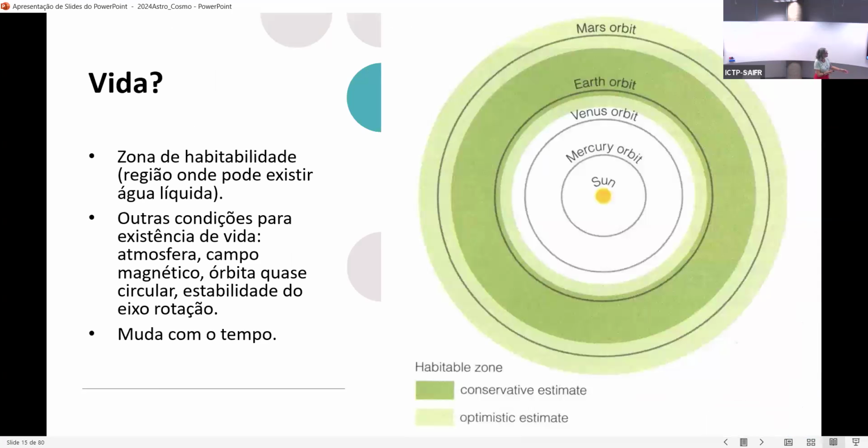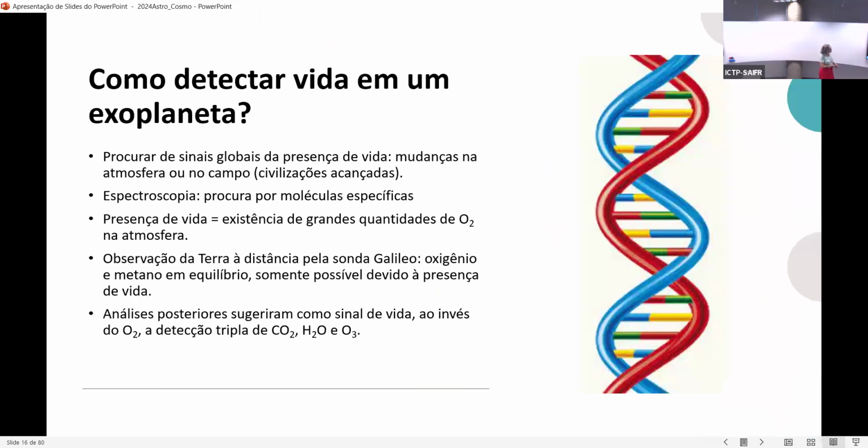Okay. So here there is the conservative estimate, then an optimistic estimate. And of course, this changes with time because we know that the star evolves, and as the star evolves, it gets hotter. So the habitable zone will move outwards.